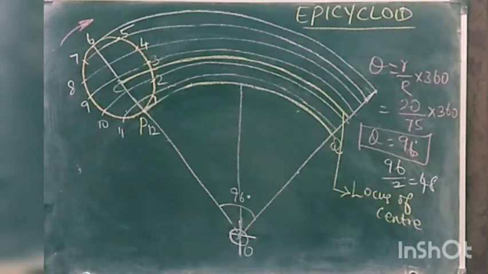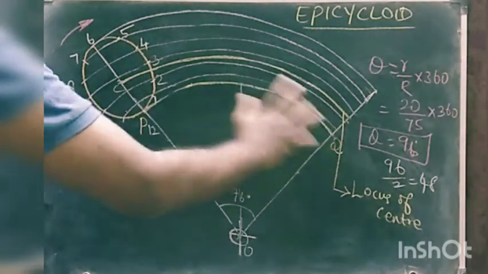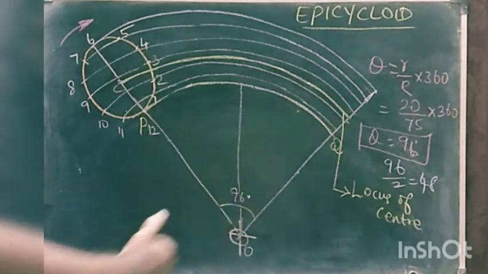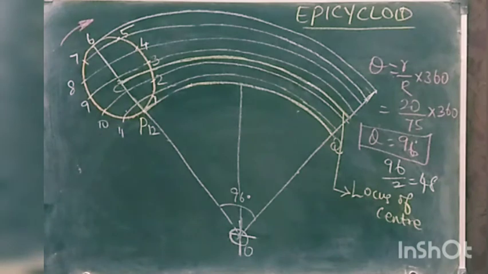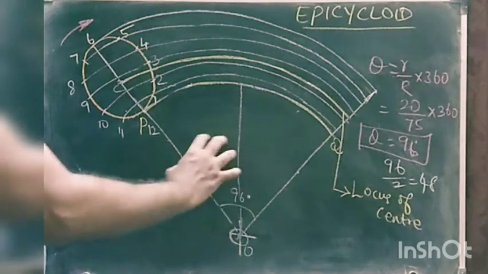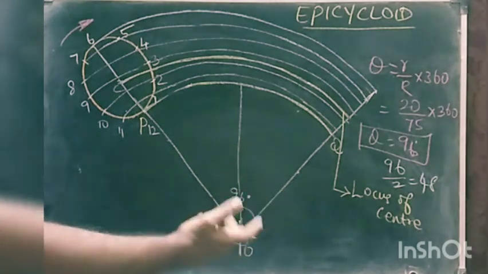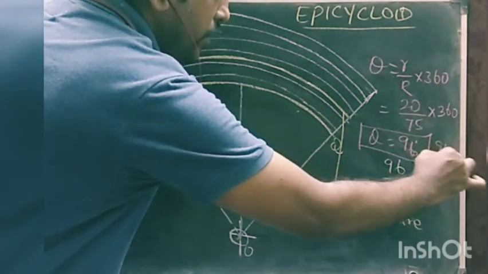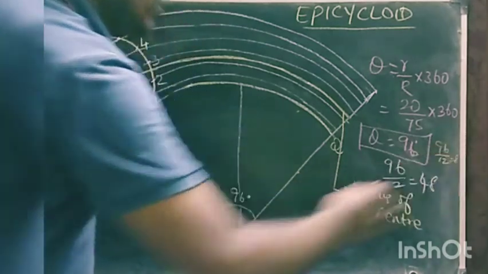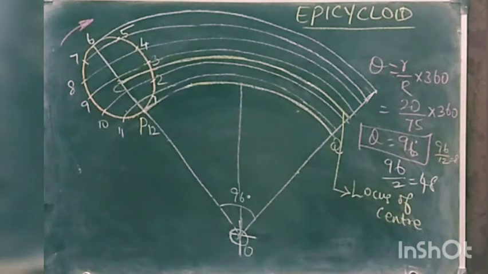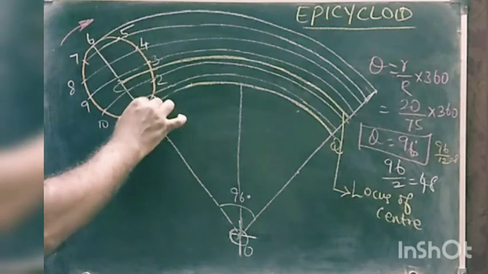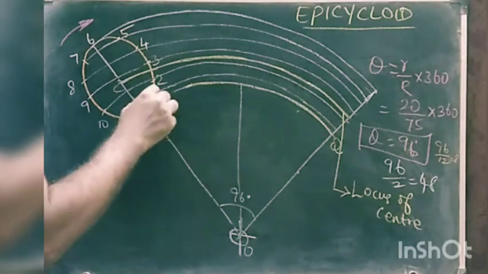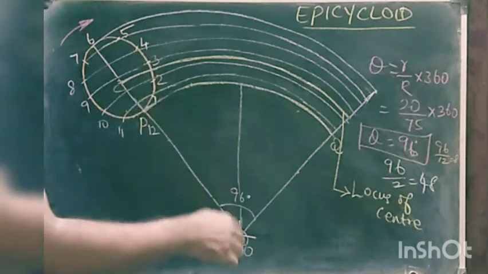Next step, I am going to divide this PQ sector into 12 divisions. You know that PQ subtends an angle of 96 degrees. So I am going to divide this 96 degree portion into 12 divisions. 96 divided by 12 gives 8 degrees. Am I right? It's 8 degrees. So place your protractor in a similar pattern. Mark 6 divisions at this area and the remaining 6 divisions at this area. Each division will be inclined at an angle of 8 degrees.